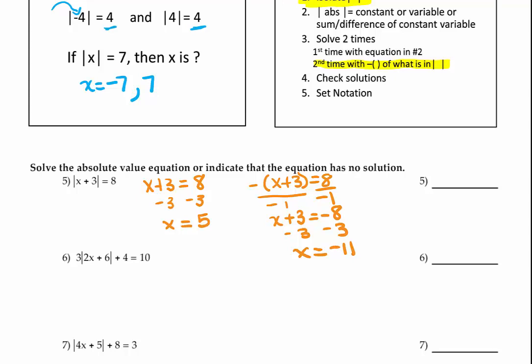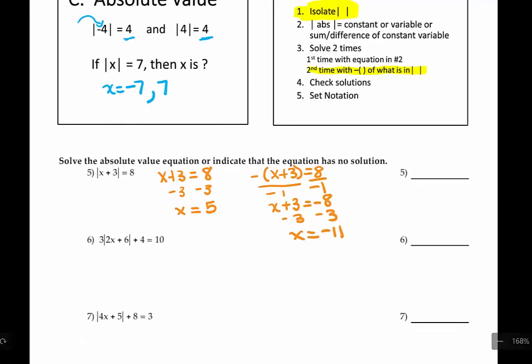Check my solutions. Just plug them in. 5 plus 3, 8. The absolute value of 8 is 8. -11 plus 3 is -8. The absolute value of -8 is equal to 8. So my solution is then -11 and 5. There's 2 solutions that I have there.